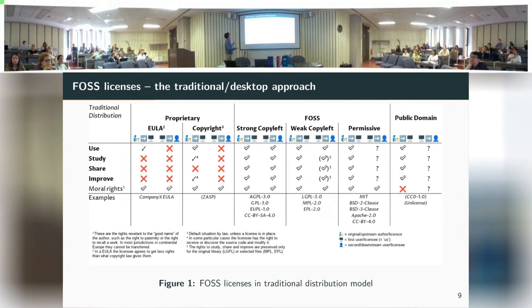So first, as you can see, this is the overview of the traditional distribution use case. On this side we have the four rights, the four freedoms: use, study, share, and improve. And up here there are different legal situations. On this side we have the least permissive, the most restrictive, which is by default if a piece of software is just under copyright.